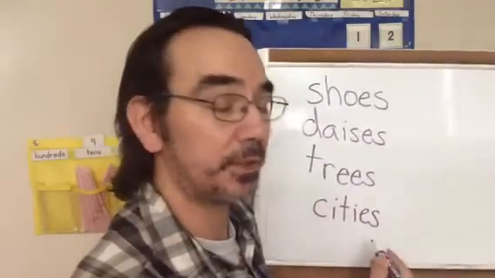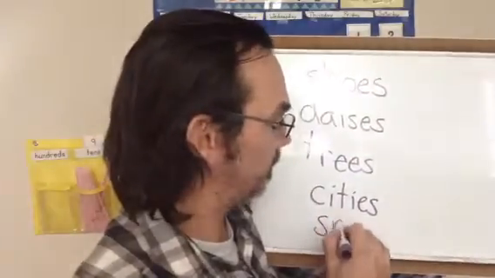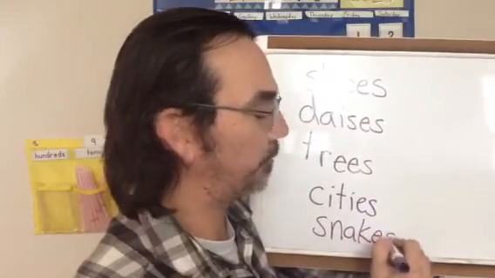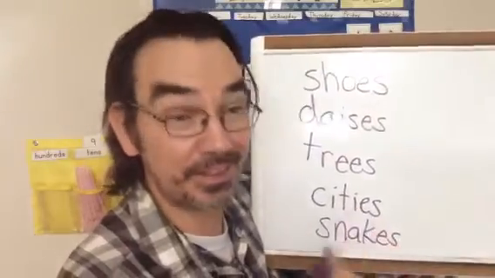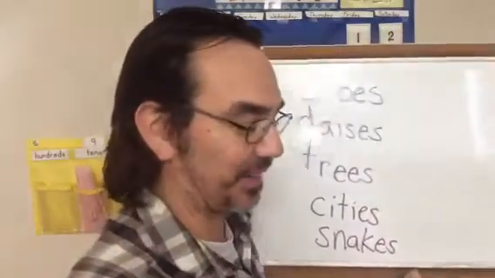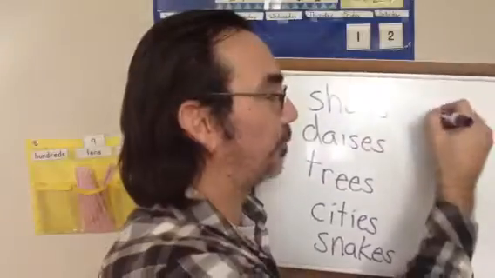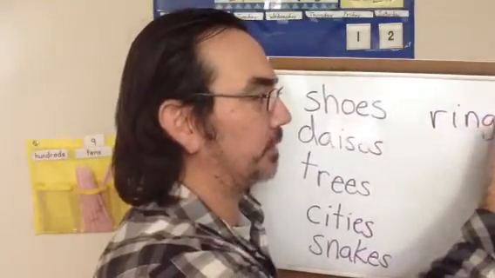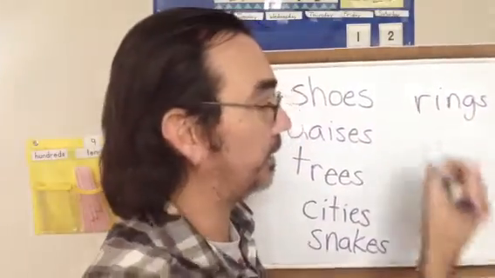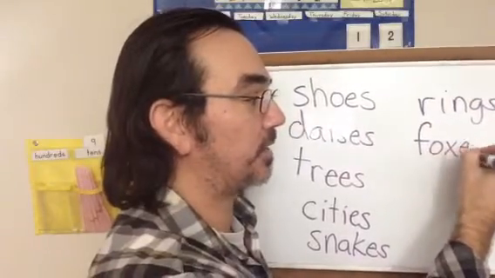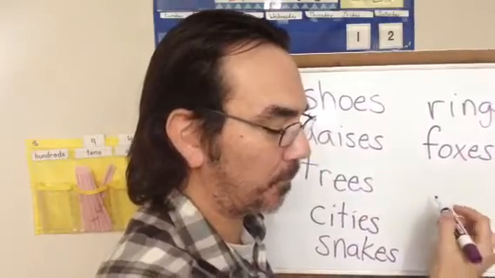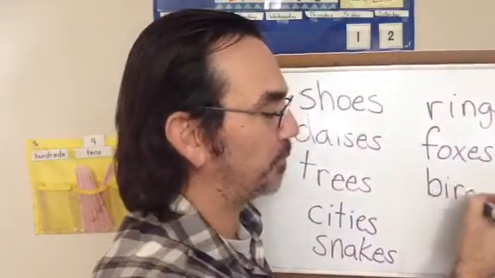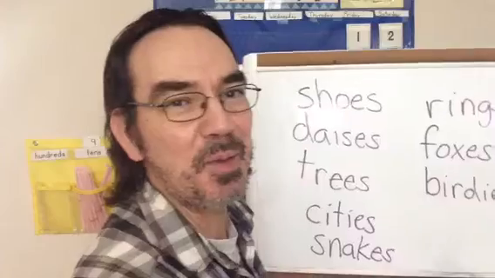Dylan gave us cities and snakes. I'm not a big fan of snakes, so one's bad enough for me. Snakes would be pretty rough for me. All right, thank you, Dylan. Now, Anara gave us rings. And foxes. And birdies. Very nice.